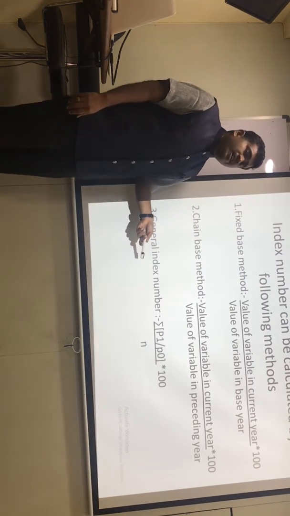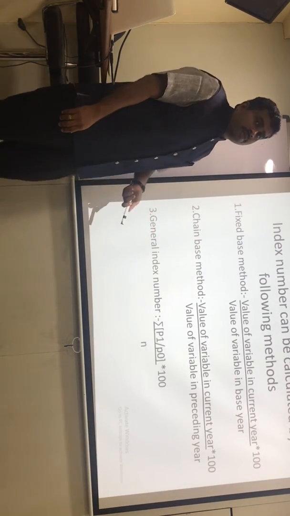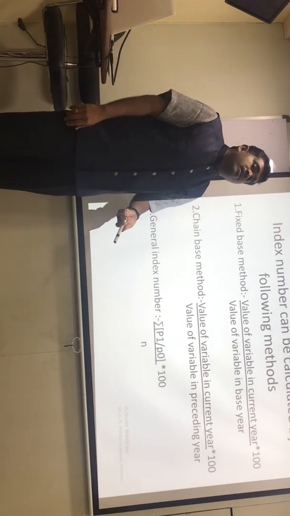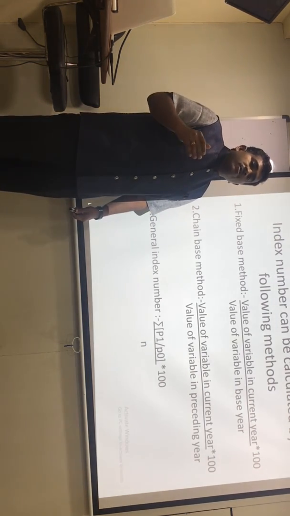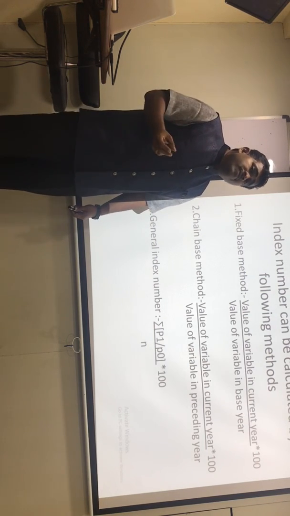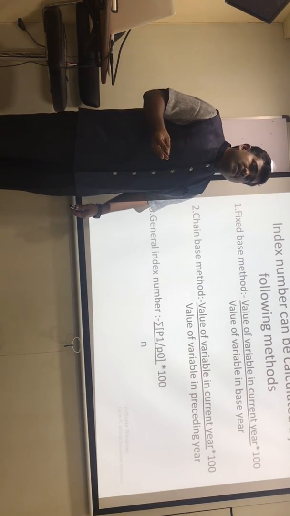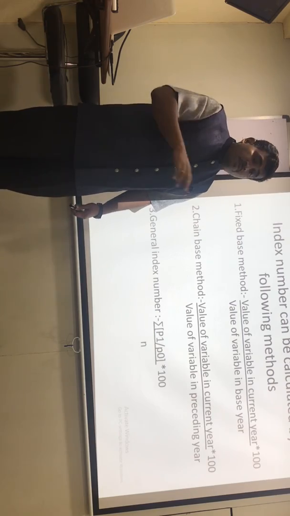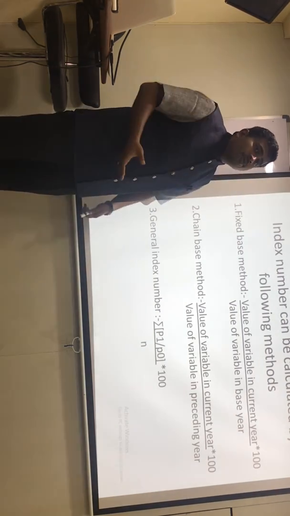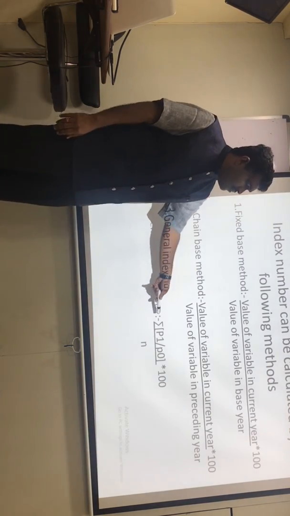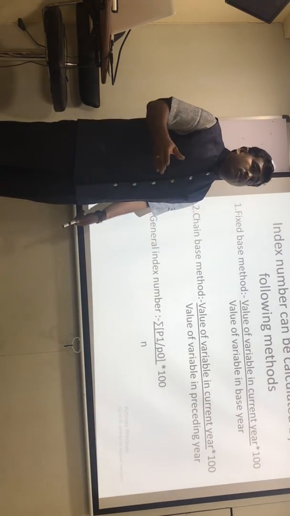Then comes the general index number. General index number means what? Where we find a general index. For example, today we know the essential items of life, right? Rice, wheat, sugar, pulses, food items are more important in today's situation. So that is general. We have to make a total, and then we have to use some formulas. That is sigma. Sigma means total.